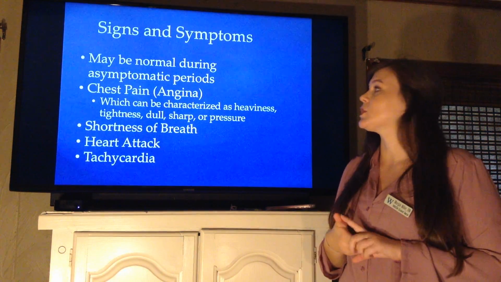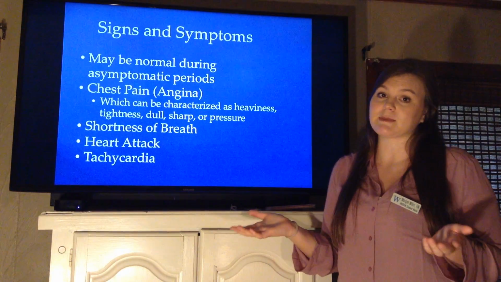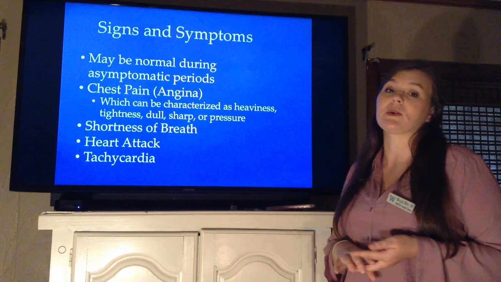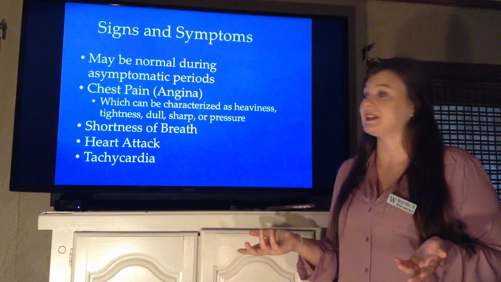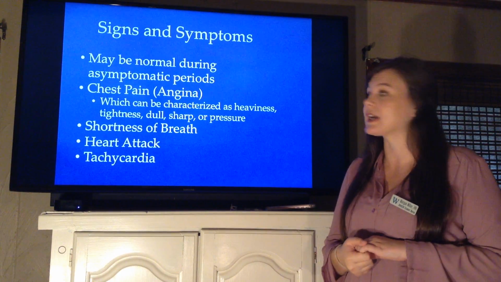Some signs and symptoms to look for. Sometimes you can be asymptomatic. You don't have any signs and symptoms whatsoever. Basically, they'll only find it because they were doing a routine health check.